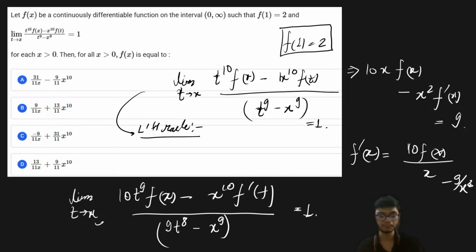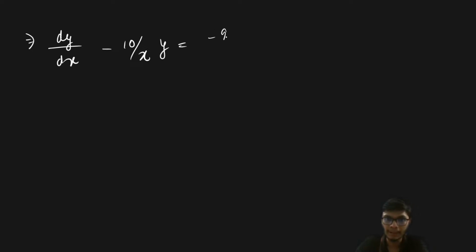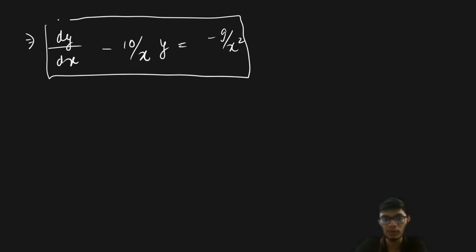Is this part clear to all of you? Now I will assume that f of x is equal to y. On the assumption that f of x is equal to y, I will be able to represent this differential equation as dy upon dx minus 10 upon x into y is equal to minus 9 upon x square.